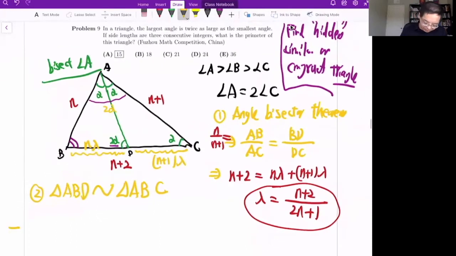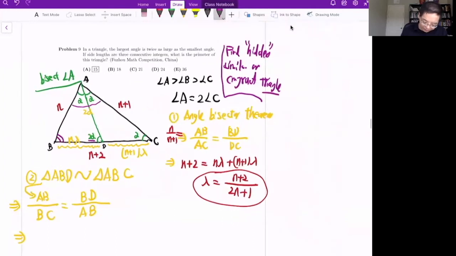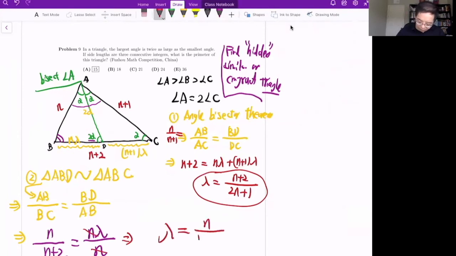So we apply the ratio. I have AB, this is from triangle ABD, over the corresponding, because this is the longest one, BC, shall be the same as BD over AB, okay? Now, if I put all those data into this ratio equality, I have n over n plus 2 equals, this is n lambda over n, right? Okay, so we cancel n, and we get the second equation. That's lambda equals n over n plus 2.